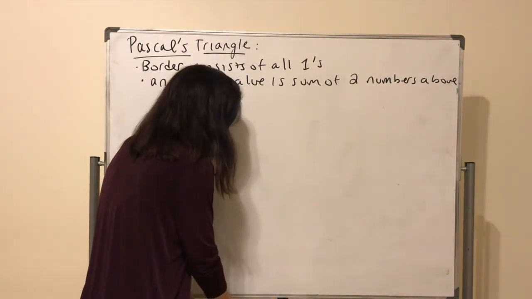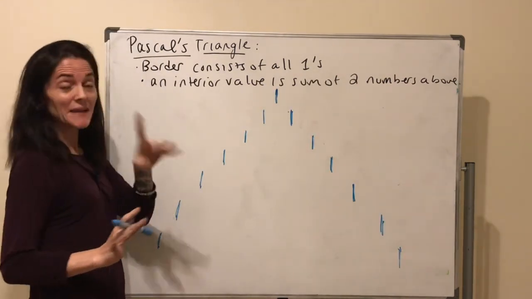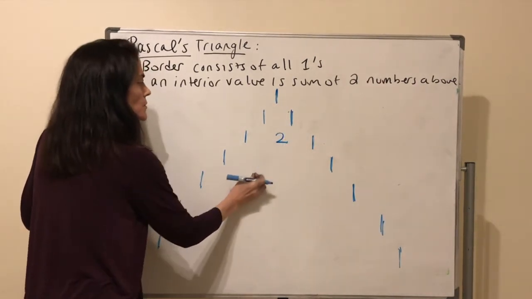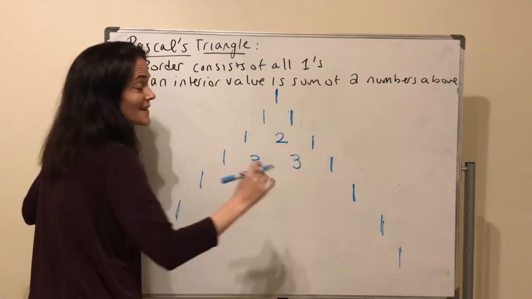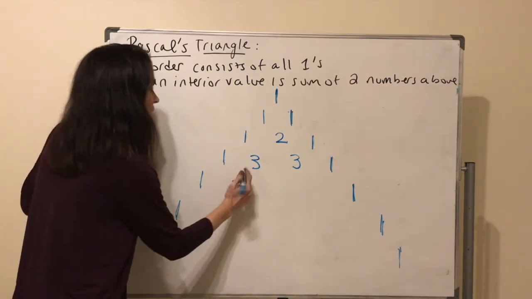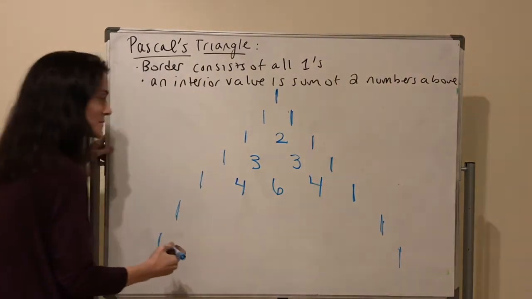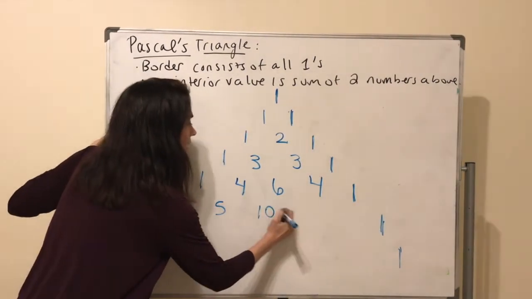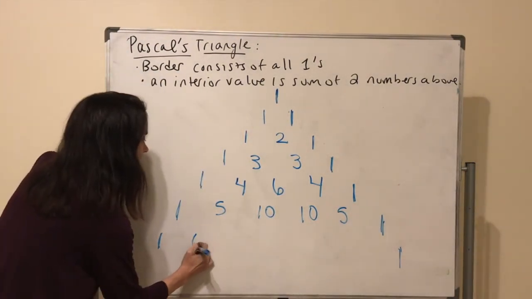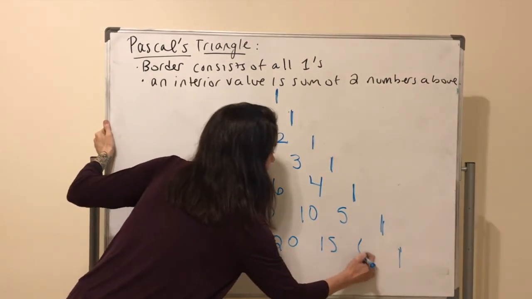So let me do some number of rows. Now we have ones on the border. Let's fill in some interior values. This would be here, 1 plus 1. This is 2. This would be 3 and 3. Okay, we already see this 1, 3, 3, 1. But let's continue. Here we would have 4, and here we would have 6 and 4. And now we move to the next line. 5, 10, 10, and 5. And now the next line, we would have 6, 15, 20, 15, and 6.